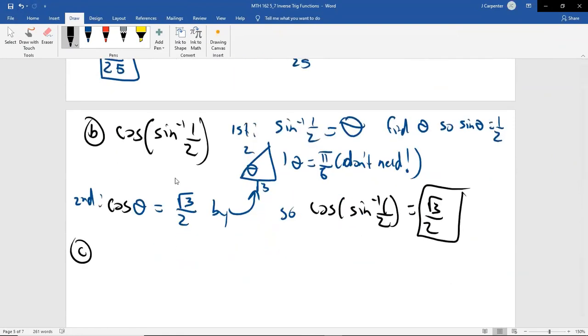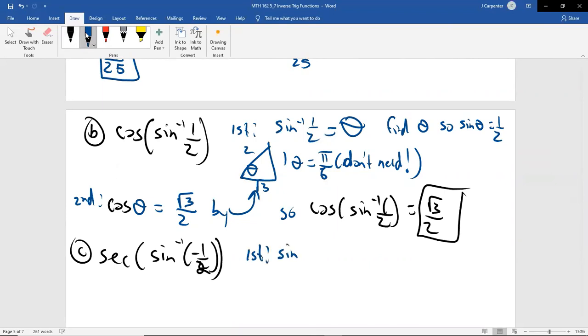C. The secant of inverse sine, right? Yes. Of negative 1/2, negatives, secants and negatives, oh boy. First thing we do is we're just considering the inside. We're trying to find the inverse sine of negative 1/2. Inverse trig functions are angles, so let's call it an angle. Which really means we're trying to find an angle such that the sine of that angle is negative 1/2, and we're limited to quadrants 1 and 4. We'll have to be in quadrant 4 because it's negative.